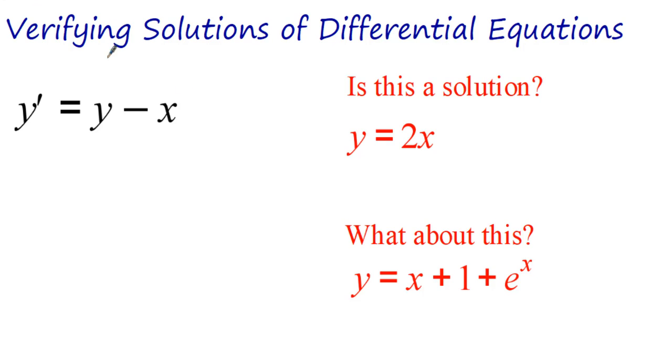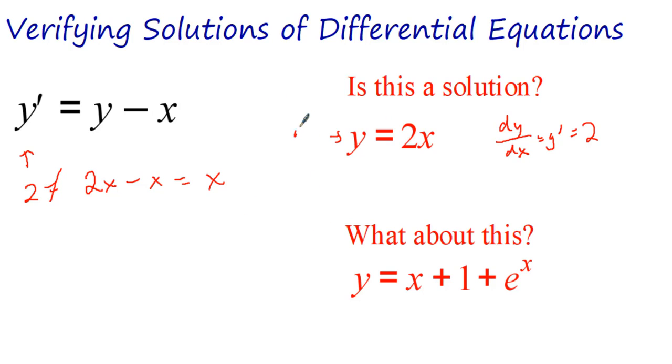So let's try another one. Is y equals 2x a solution for this? Well, what do we know? We're going to take the derivative. dy over dx, or y prime, is equal to 2, isn't it? So y prime is 2. y is equal to 2x minus x. What's 2x minus x? It's x. This does not work. So this is not a solution of my differential equation.